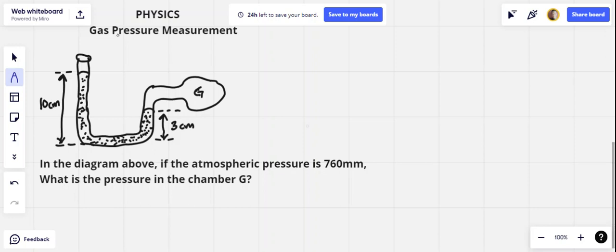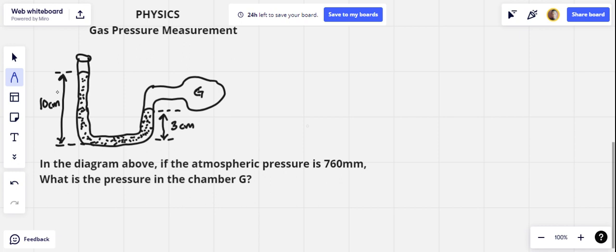Question under gas pressure measurement. The question says, in the diagram above, if the atmospheric pressure is 760 millimeters, what is the pressure in the chamber G? This is a simple sketch of a manometer used to measure gas pressure.